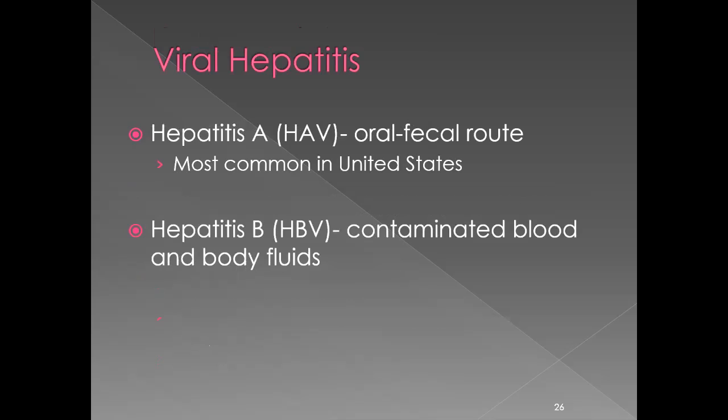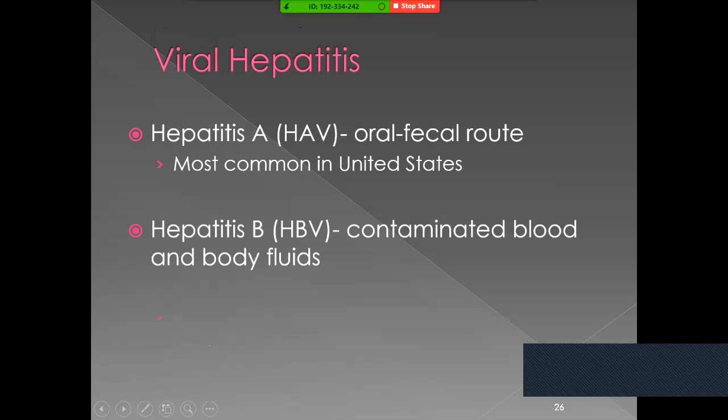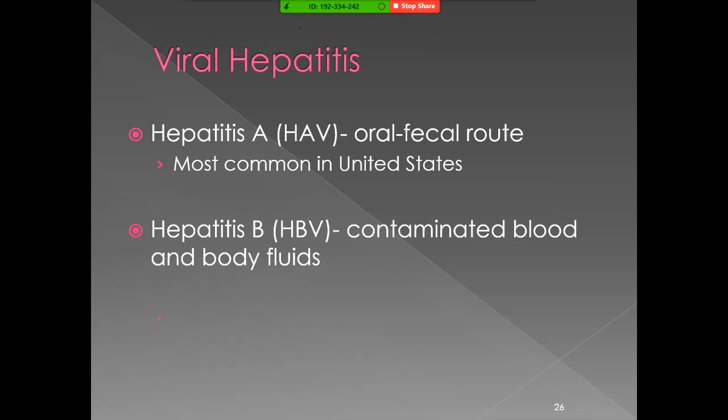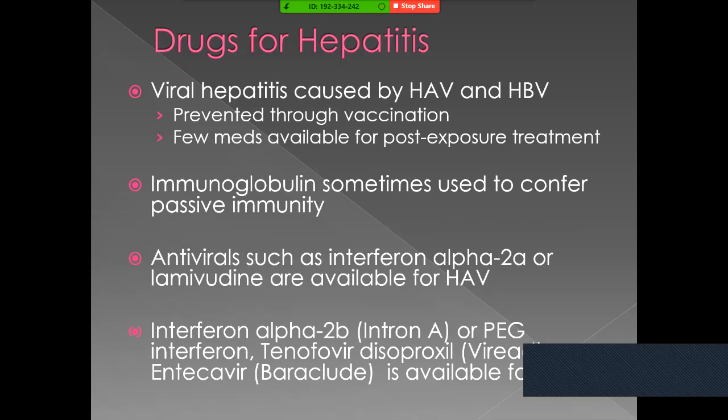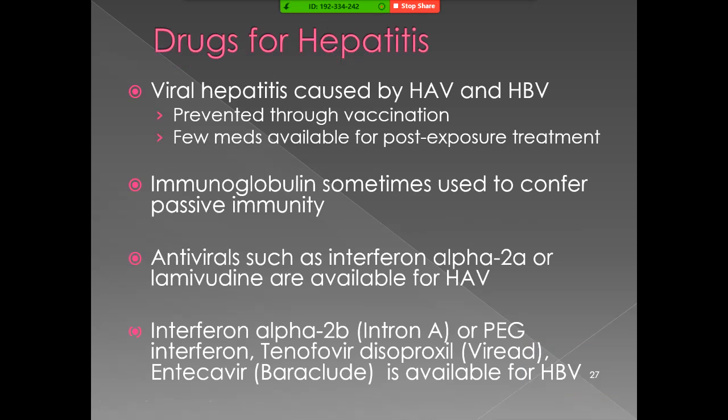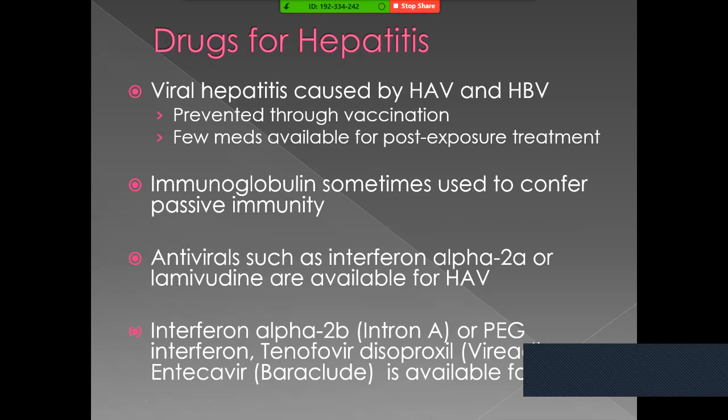All right, viral hepatitis. Hepatitis A is actually called HAV. It's from oral fecal route, and it's most common in the United States. And then there's hepatitis B, HBV, which is through contaminated blood or body fluids. There we go. Drugs for hepatitis include viral hepatitis is caused by HAV and HBV, so Hep A and Hep B.